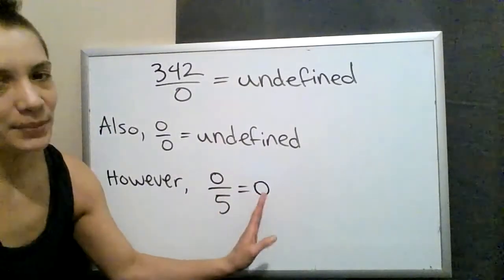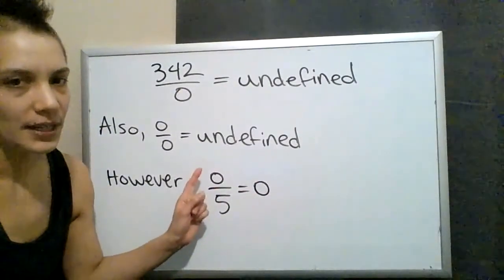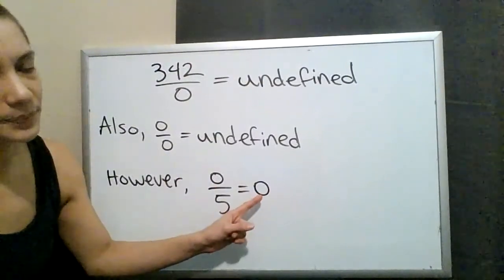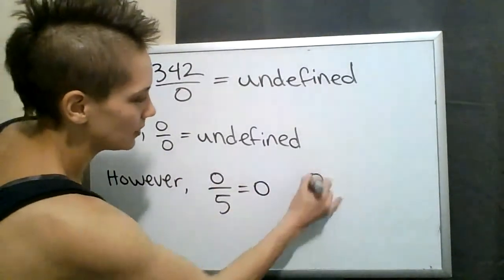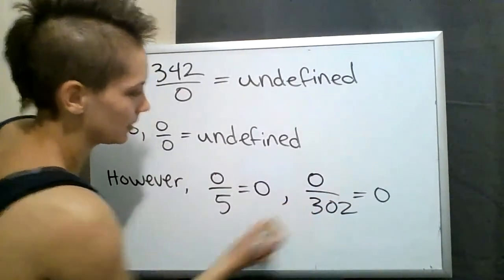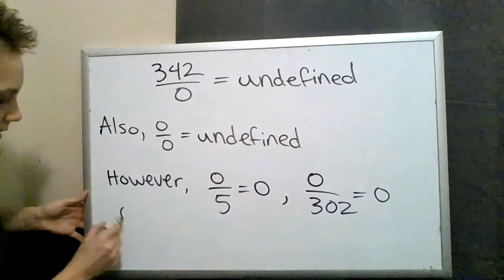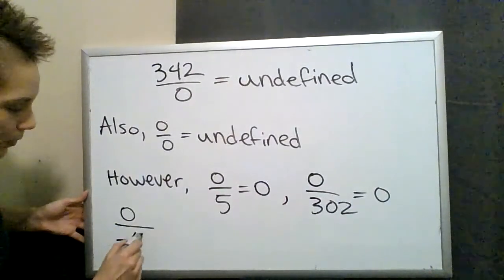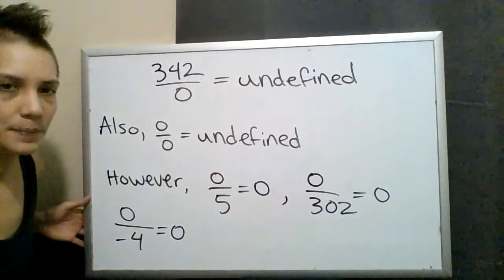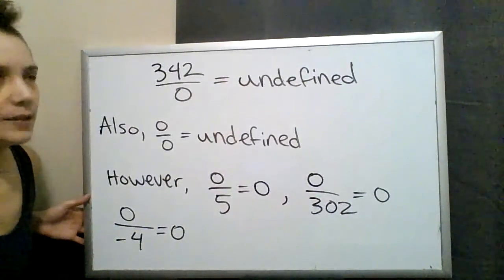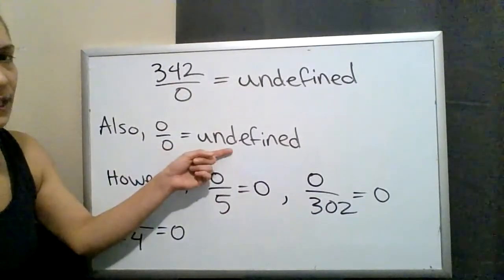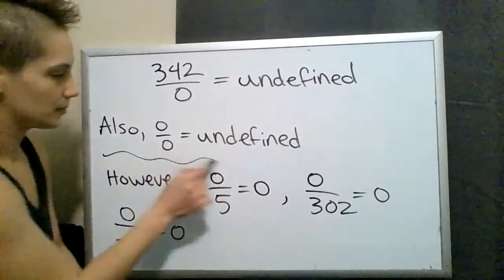Okay, it's going to happen all the time. When you have 0 over a non-zero number, you get 0. 0 divided by 302 is 0. And 0 over like -4 equals 0. The only one you can't do is this one. 0 over 0 has to be undefined. That's the weird one.